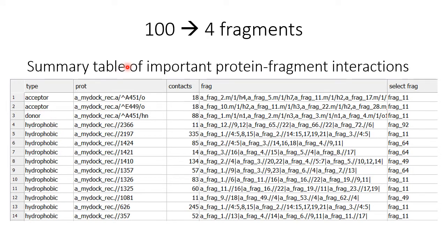The protein column identifies the atom of the protein that takes part in the interaction shown on its left. The fragment column lists all the fragments that interact at the location of the protein atom. The contacts column counts the number of interactions between the fragments and the protein. And the very last column specifies the fragment that is chosen from the list in the adjacent column, aiming to choose the least number of fragments that satisfy the highest number of hotspots.